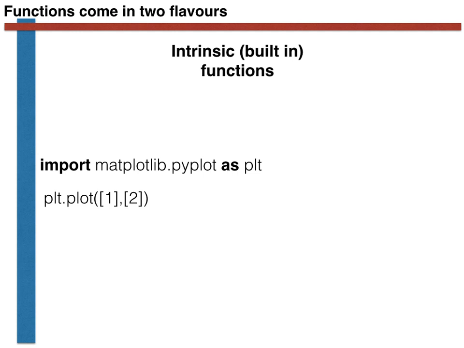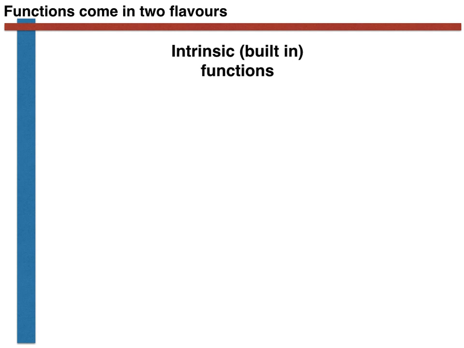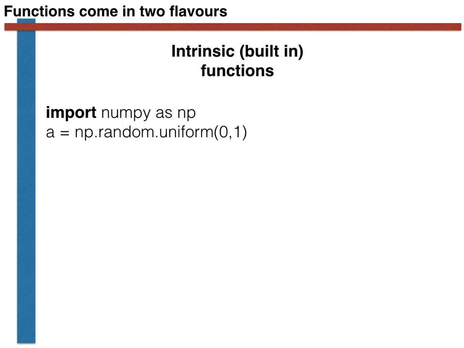To complete the next exercise, you are going to have to use another of these intrinsic functions. This time, however, you are going to use something from the immensely useful numpy library. You will thus need to import numpy. Notice that I have used np with this command. From this library, you are then going to use a function called random.uniform.